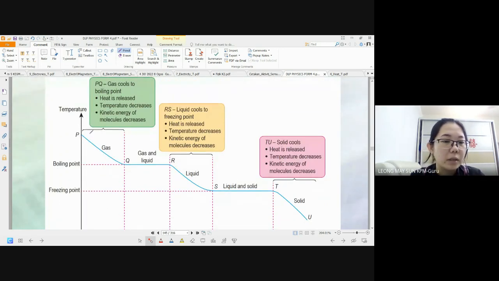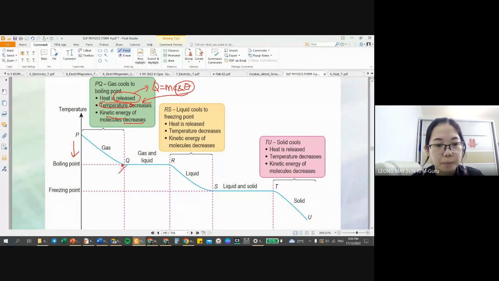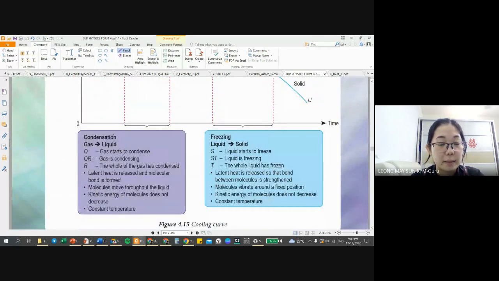In terms of the cooling curve, the beginning part is going to be gas. When the temperature drops, the kinetic energy decreases and heat is being released. The heat released because of the temperature decrease, the temperature change, we again use Q equals mc theta. Remember, theta indicates a change in temperature. But when it reaches point Q, something else happens. The gas starts to condense. From Q to R, gas is condensing, which means it exists as gas and liquid.